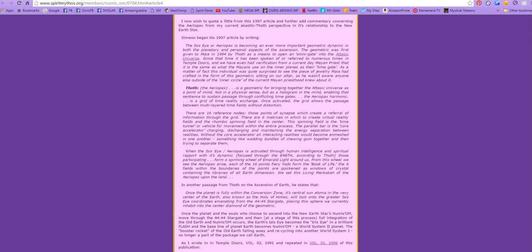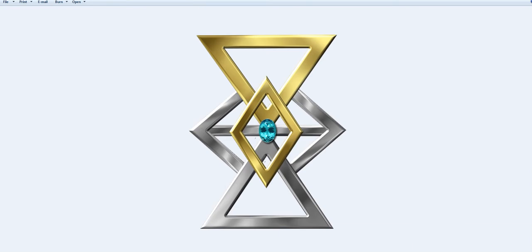In another passage from Thoth, on the ascension of earth, he states that once the planet is fully within the conversion zone, its central sun atoma in the very center of the earth, also known as the Holy of Holies, will lock onto the greater Isis Eye, that's the EYE-AREIOPAX coordinates emanating from the 4444 Stargate, placing this sphere we currently inhabit into the center diamond of the geometric. Now the center diamond, let's take a look at that just a moment so we know where we are. You see the central diamond that's circling the blue stone there, the blue crystal.